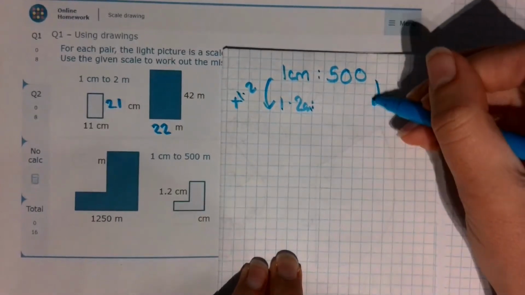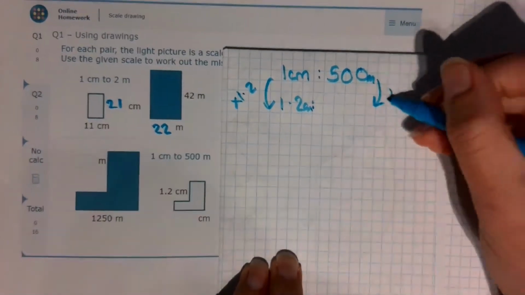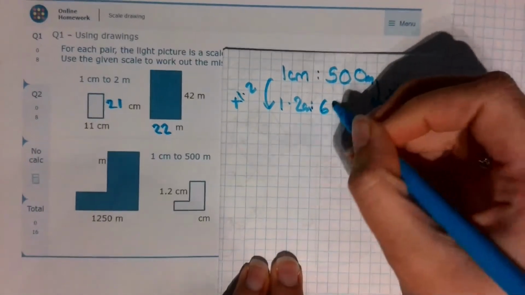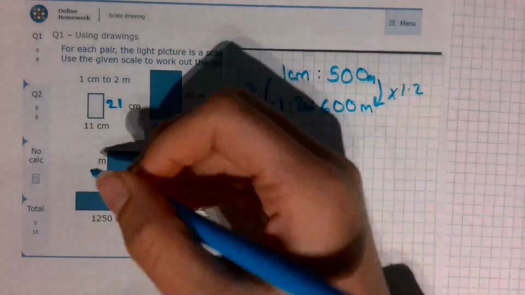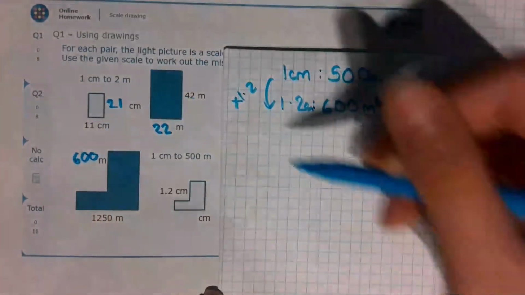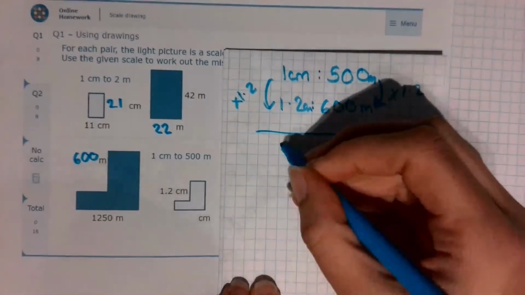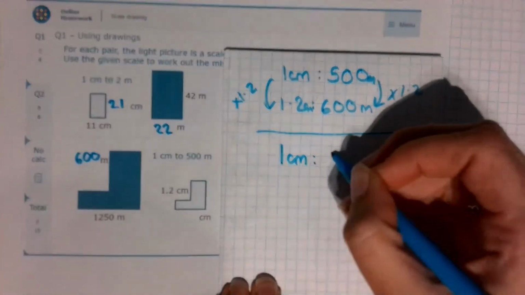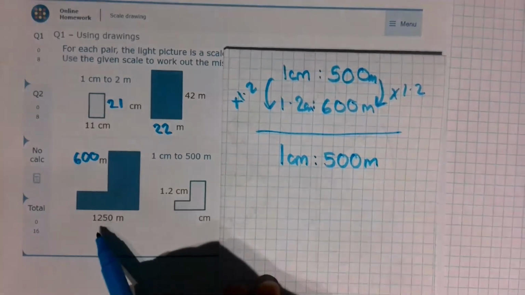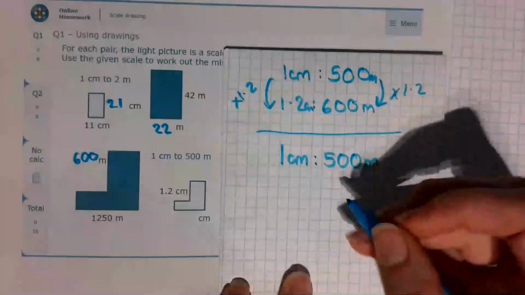I need to do the same over here. When I do 500 multiplied by 1.2, it gives me 600. So the corresponding side over here would be 600 metres. Again, using the same ratio, 1 centimetre, 500 metres. This time we're told it's 1,250.